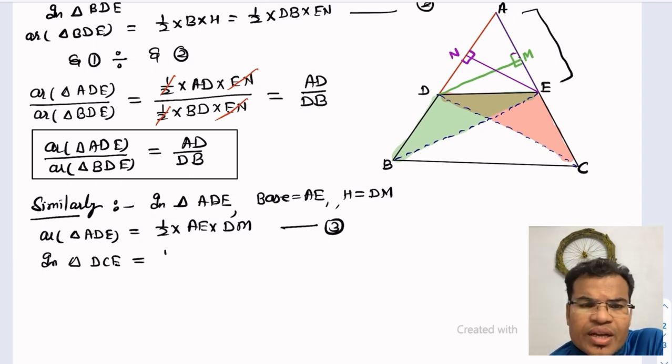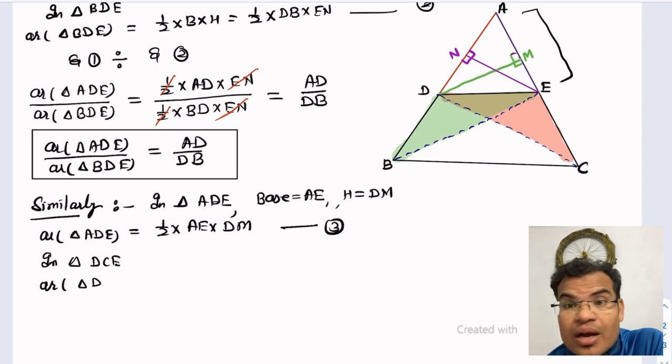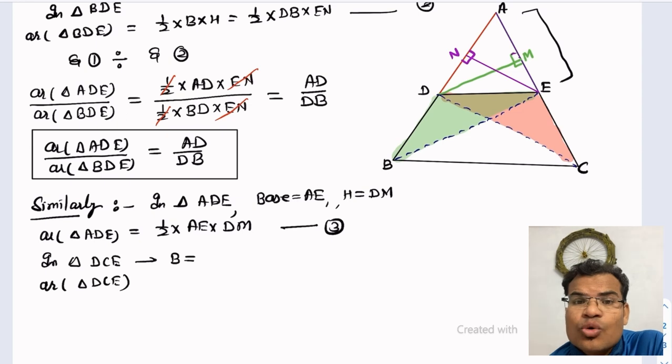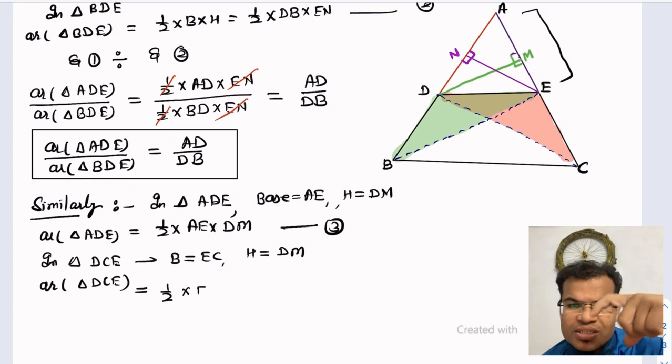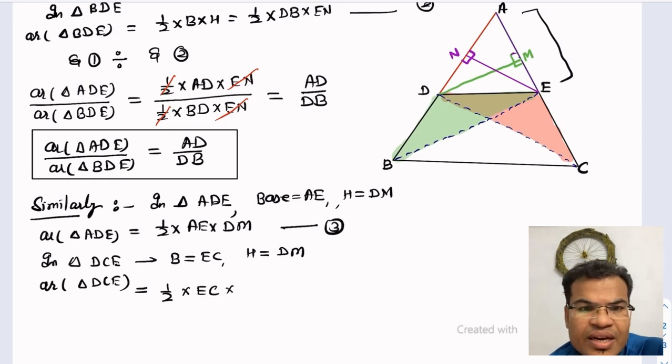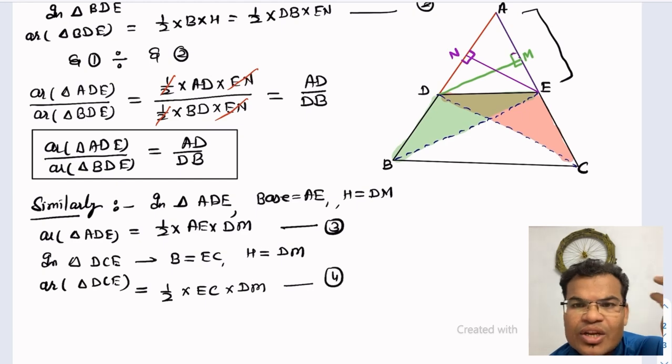So guys, I have taken the triangle DCE, where area is 1 by 2 base into height. Again I'm telling you, DCE is an obtuse triangle. In an obtuse triangle, the height is outside the triangle, the perpendicular is outside the triangle. Similarly, the base is EC and the height is DM. You can see DM is outside the triangle. So 1 by 2 EC into DM I have written here. Equation number 4 I can give it here.